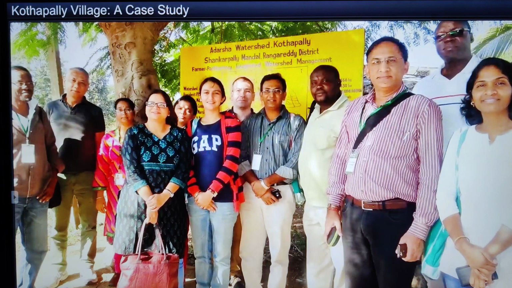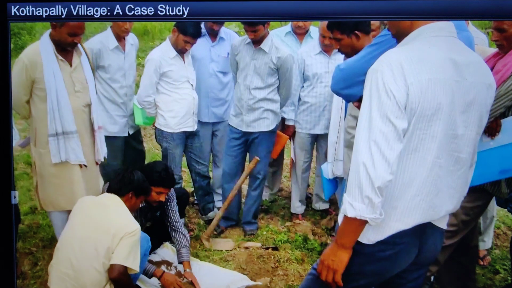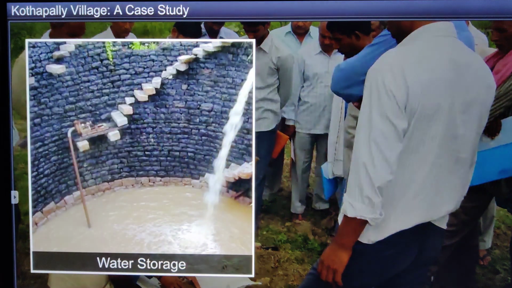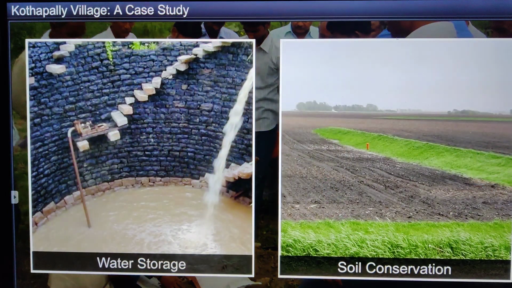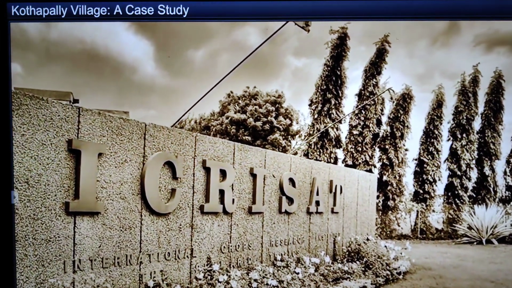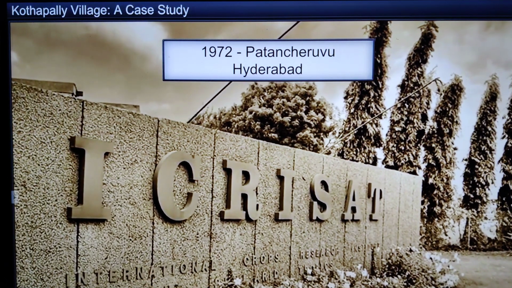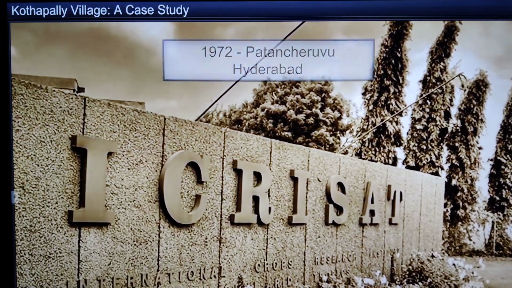The scientists at International Crop Research Institute for Semi-Arid Tropics, ICRISAT, educated most of the people in this village and gave technical assistance for water storage and soil conservation involving very low investments. ICRISAT is an agriculture research institute established in 1972 at Patancheruvu, Hyderabad.